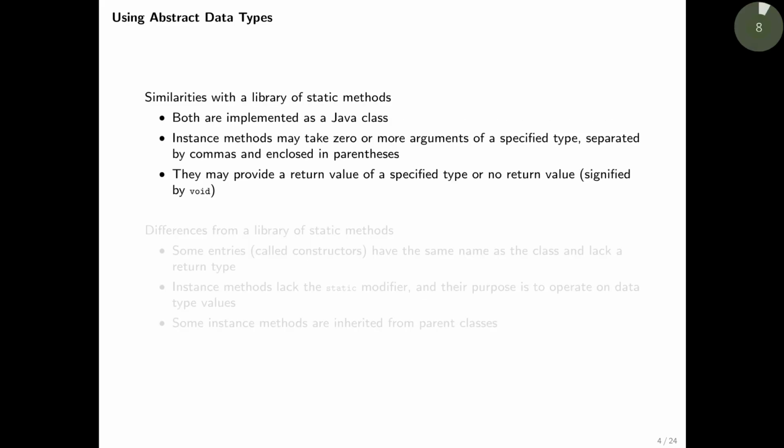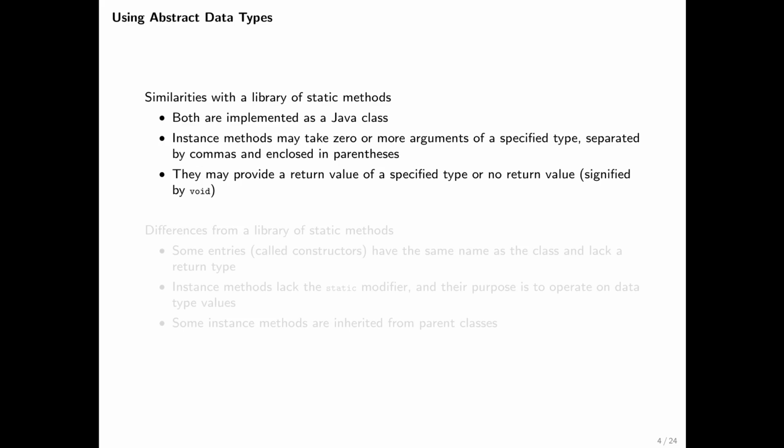Okay, so now let's talk about the similarities of an abstract data type with a library of static methods that we discussed in the last lecture. Now, both a library of static methods and an abstract data type are implemented as a Java class.